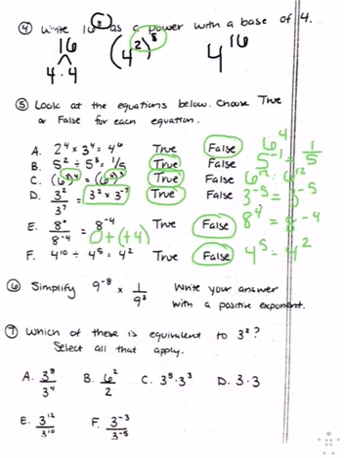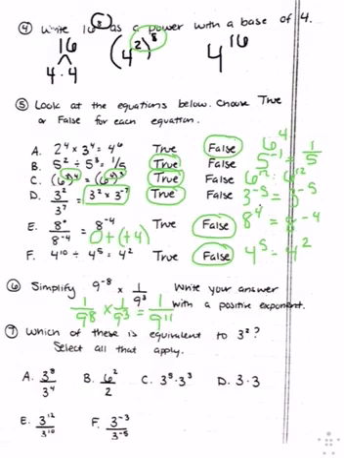Number 6. Simplify 9 to the negative 8th times 1 over 9 to the 3rd. Write your answer with a positive exponent. So, I know I have a negative exponent, so I'm going to rewrite it as a fraction, as 1 over 9 to the 8th times 1 over 9 to the 3rd. I'm multiplying, so 1 times 1 is 1. Down on the bottom, I'm multiplying, so I add my exponents, 9 to the 11th power.